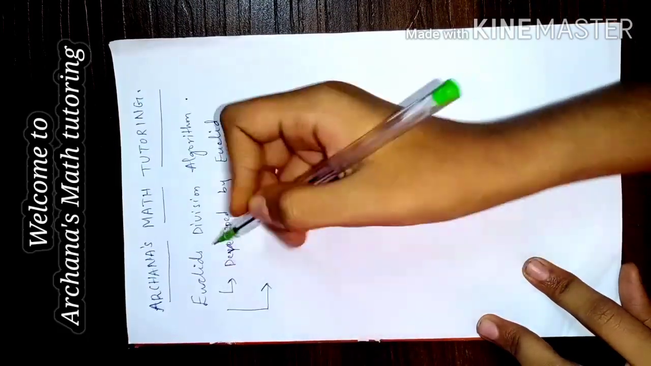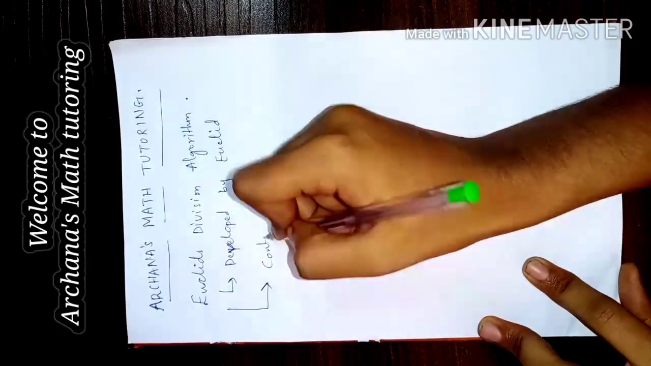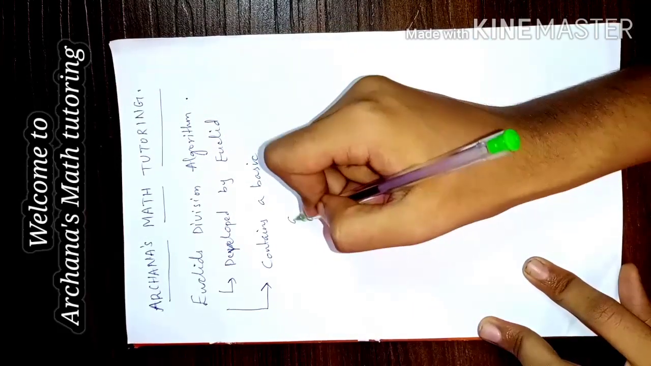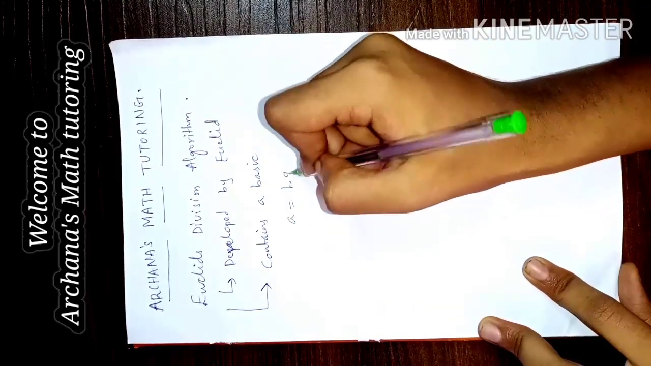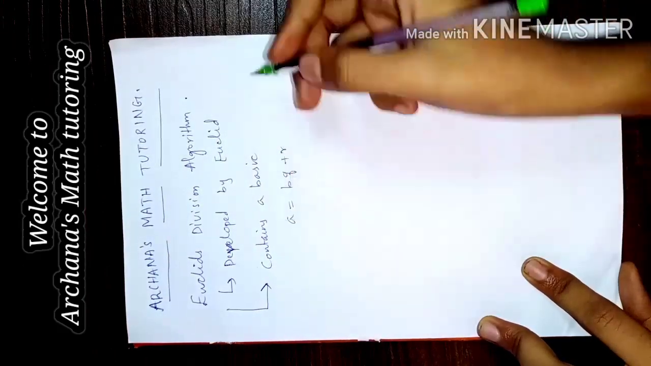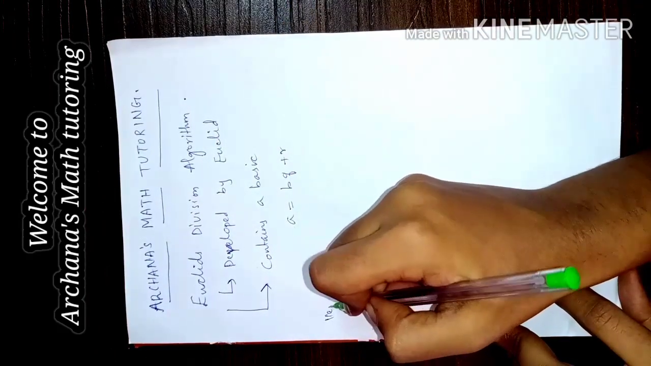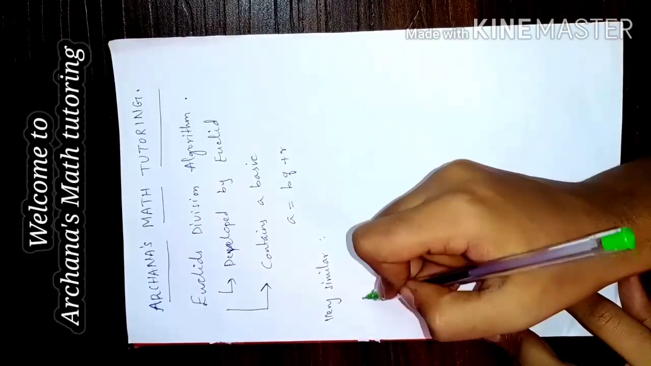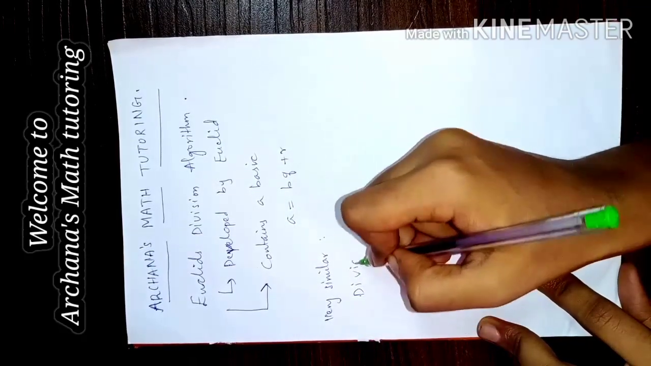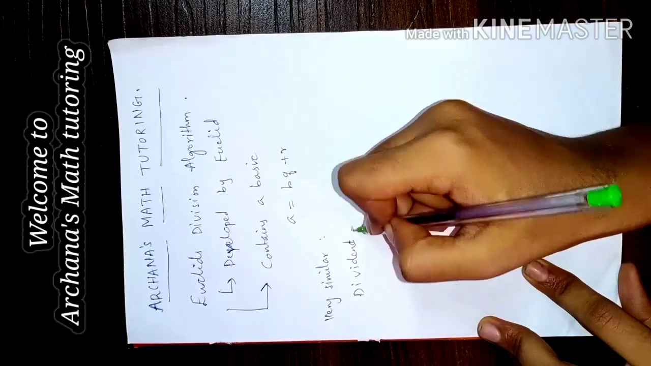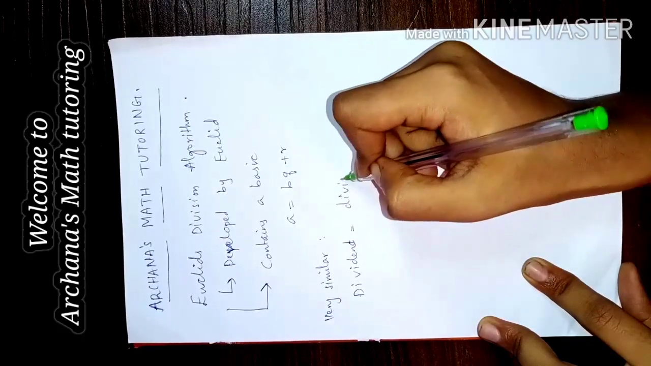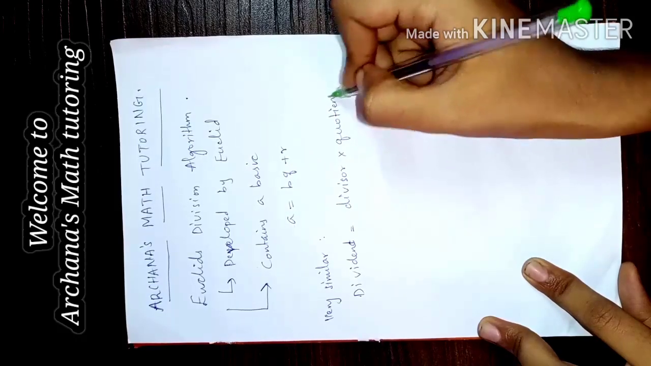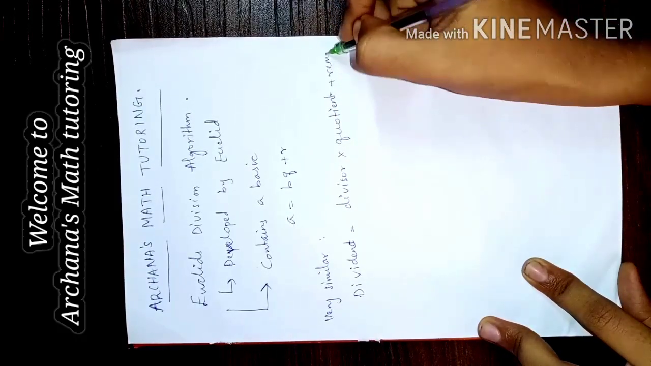Euclid's division algorithm contains a basic formula. The formula is A is equal to BQ plus R. This formula is very similar to the formula we have learnt in our lower classes, that is dividend is equal to divisor into quotient plus remainder.